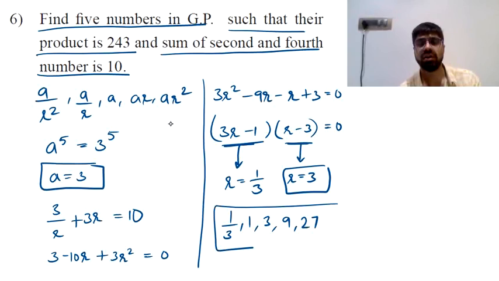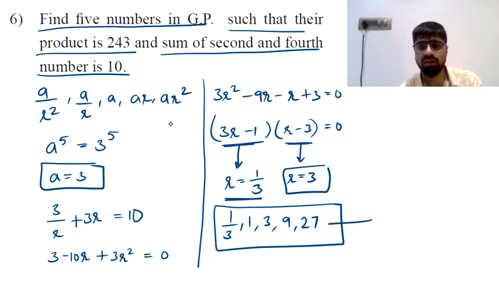So these are your required numbers for the sixth question. Like I said, if you take R as 1 upon 3 and try to evaluate the numbers, you will get the reverse of this sequence.